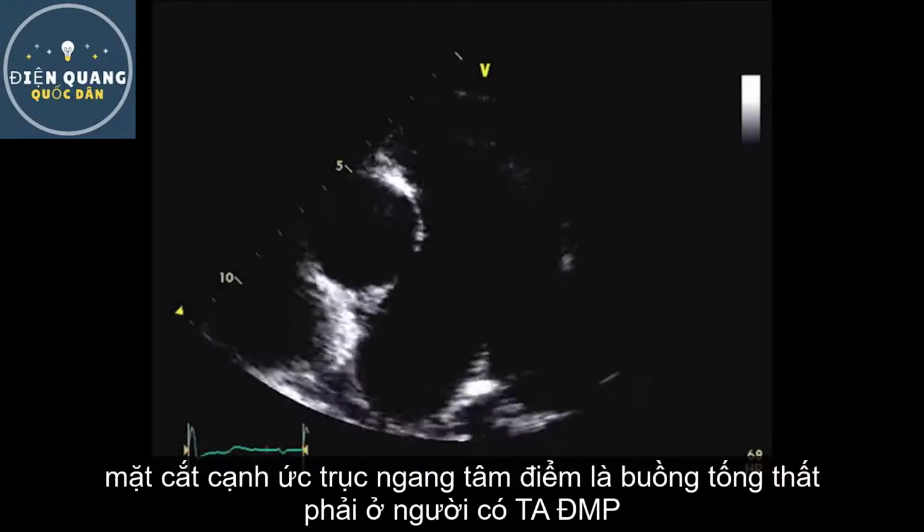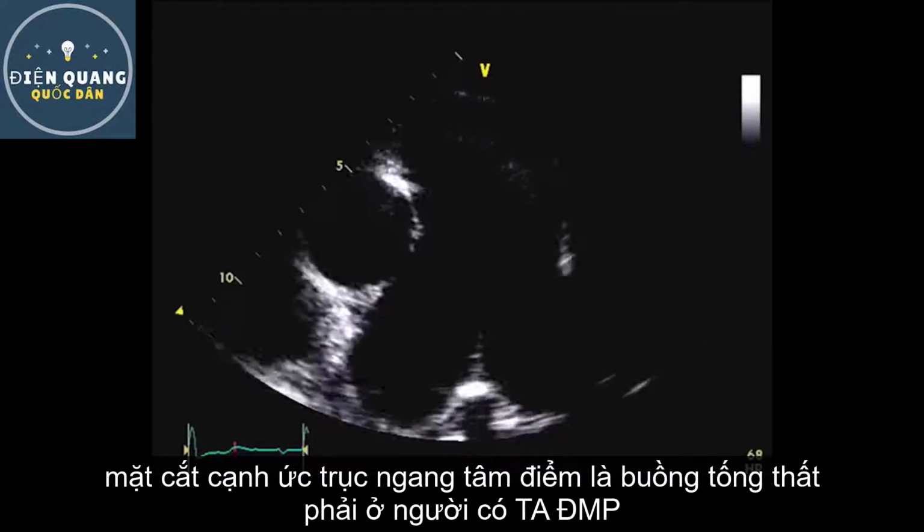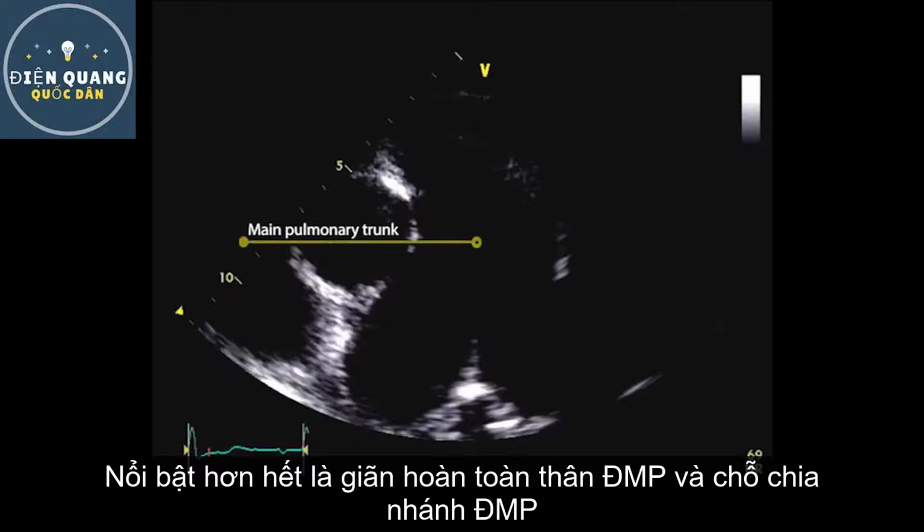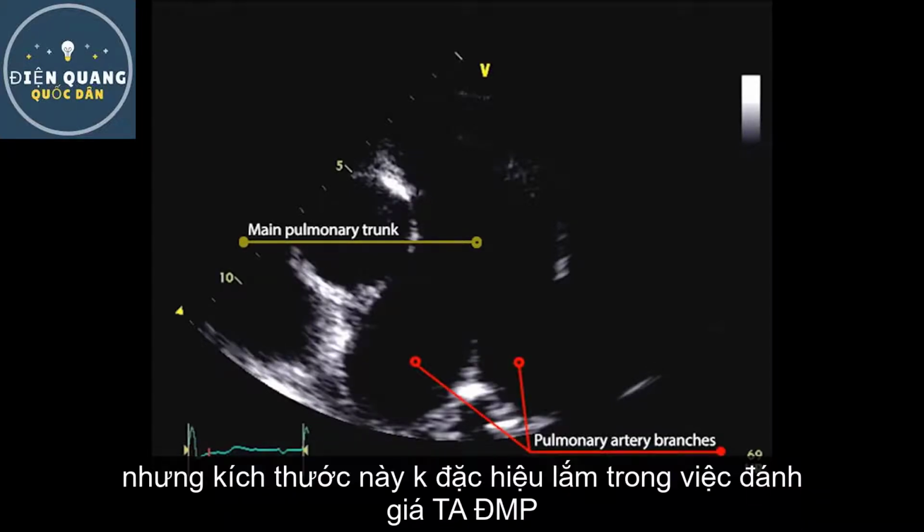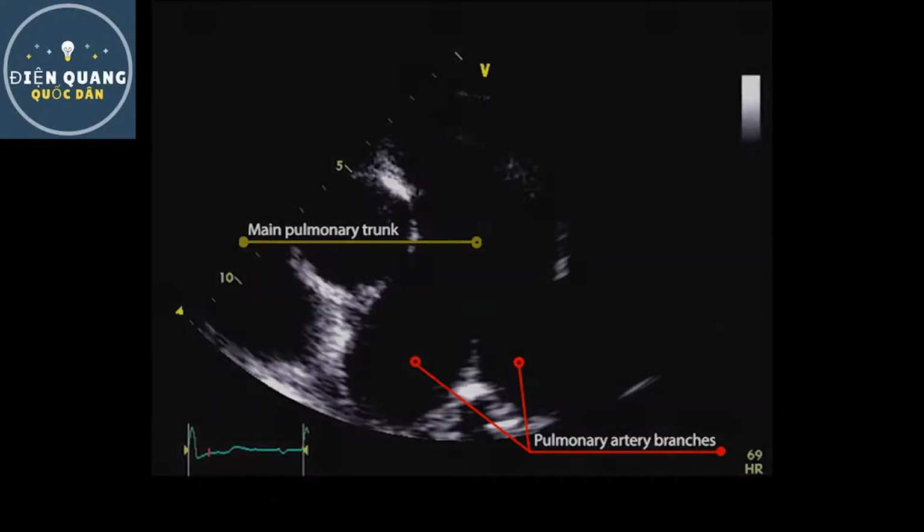A parasternal short-axis view of the right ventricular inflow in a patient with pulmonary hypertension highlights the marked dilatation of the pulmonary artery and branches. However, this is not a sensitive measurement for detecting pulmonary hypertension.